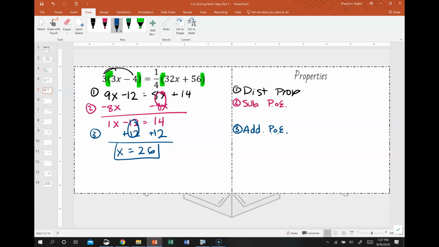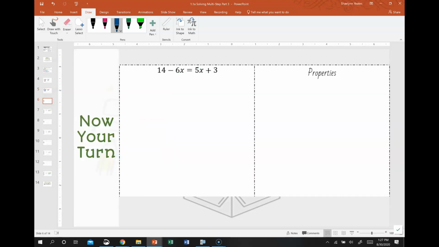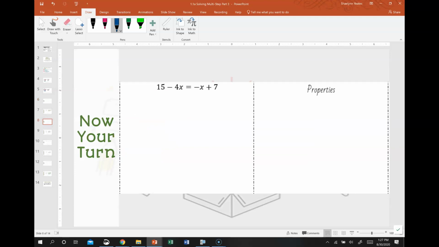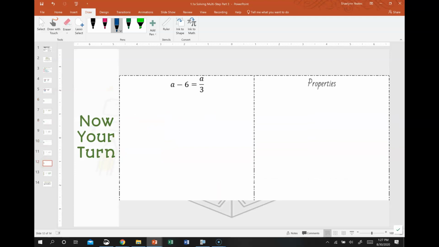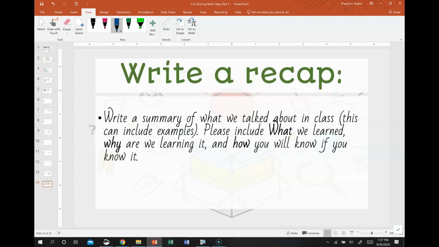All right, hopefully you guys are doing good with this. I want you to go ahead and try this problem, then this problem, then this problem, and this problem. As always, the answer slides are in the slides following. And then go ahead and write your summary, and you are done for the day.